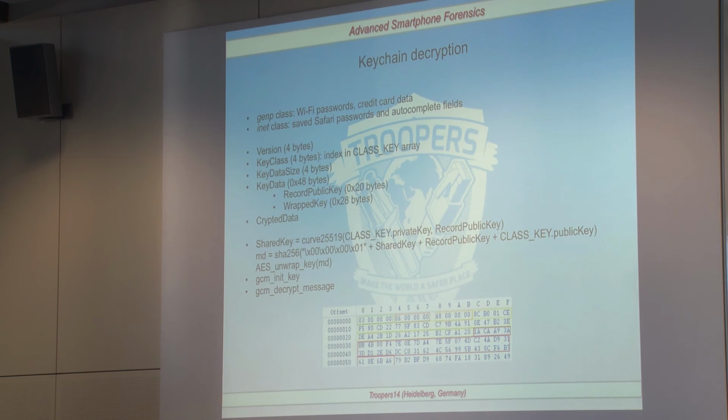Here is how the keychain data is encrypted. There are two types of keychain data. One is the genp, like generic class, which is used for Wi-Fi passwords, access points, and credit card data. And the second class is inet, Internet class, used for Safari passwords and autocomplete fields, which are also being used for passwords. Now the structure is quite simple. There is a key class, a version, data size, and data itself. And the algorithm to generate the key to decrypt this data is also not really hard.